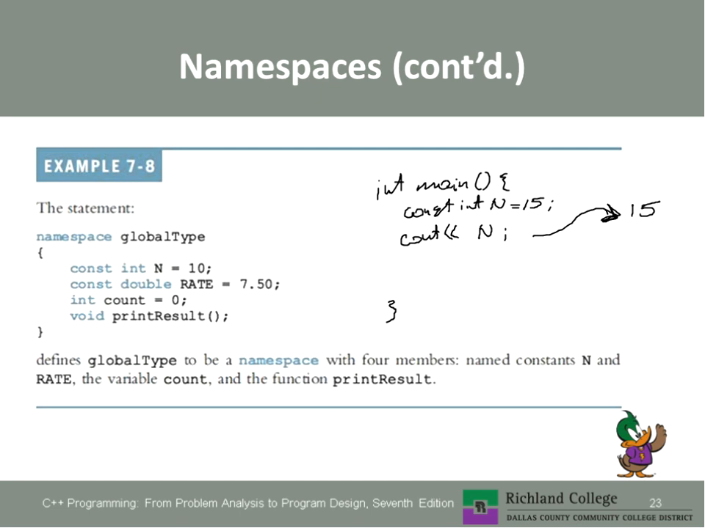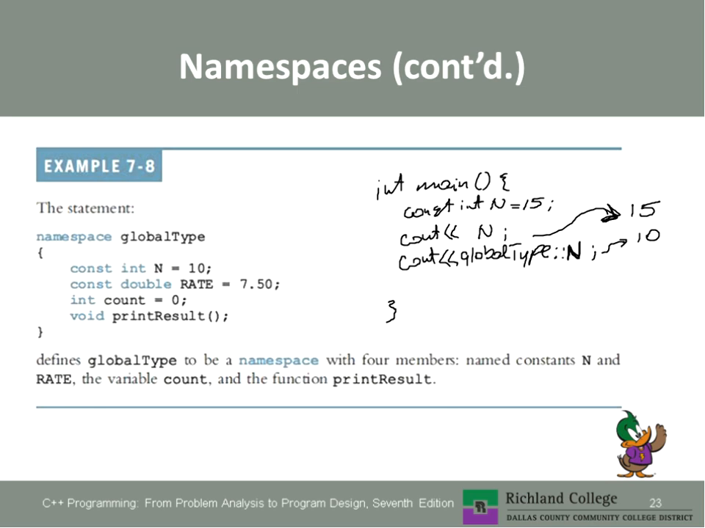Now if we want to print out the global type, then we can say cout, and we can say global type colon colon. Now that's going to be a scope resolution operator, right? And with this scope resolution operator, we can say n, capital N, that is in the global type namespace. So in that case, what we're going to print out is 10.